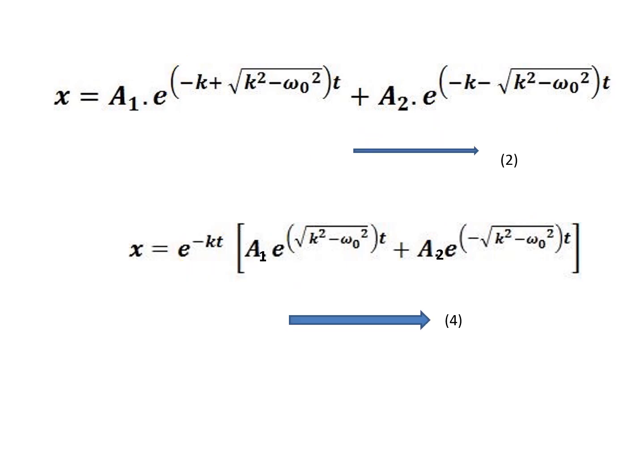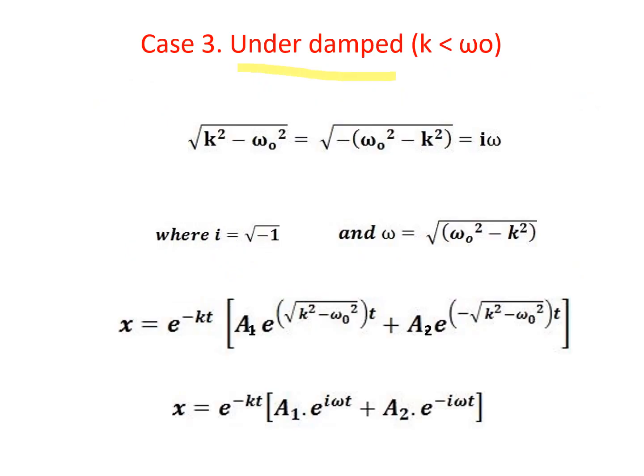Put this equation as 4. Using this equation, we are going to discuss the underdamped case. In the underdamped case, the damping constant K is very small compared to omega 0, the natural angular frequency of the damped harmonic oscillator.